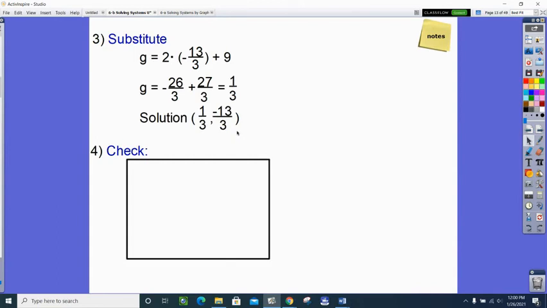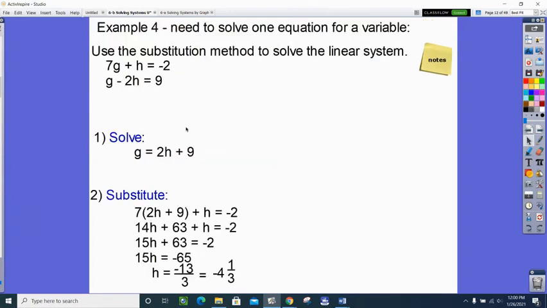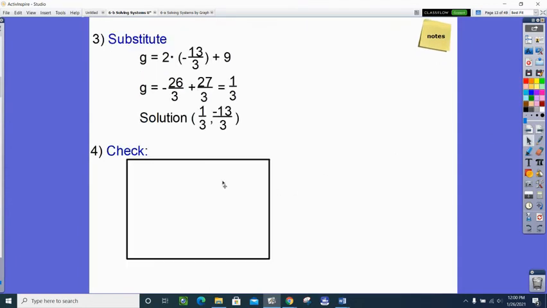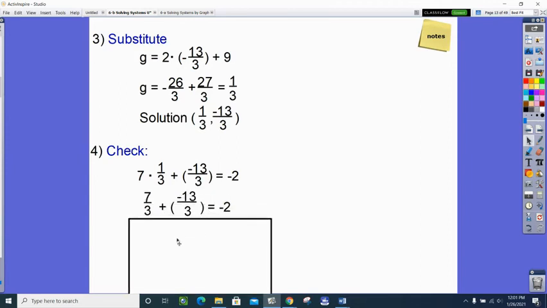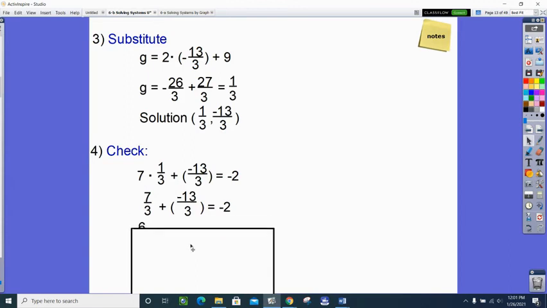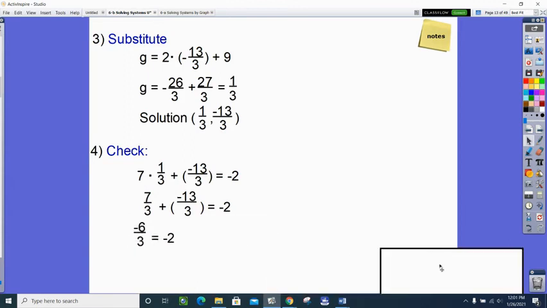To check this kind of a mess, I have to remember which equation I want to check it in. Remember that I used the bottom one here to get that G coordinate, so I'm going to have to do the top one, the one with the 7, basically. If you look here, I take 7 times the G plus H has to equal negative 2. I'm going to multiply. Thank goodness they both have the common denominator. So 7 plus negative 13 will give you negative 6 over 3, and negative 6 over 3 is negative 2, and it works.